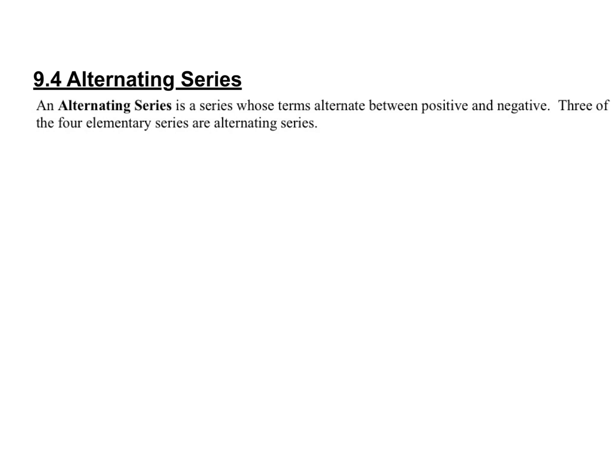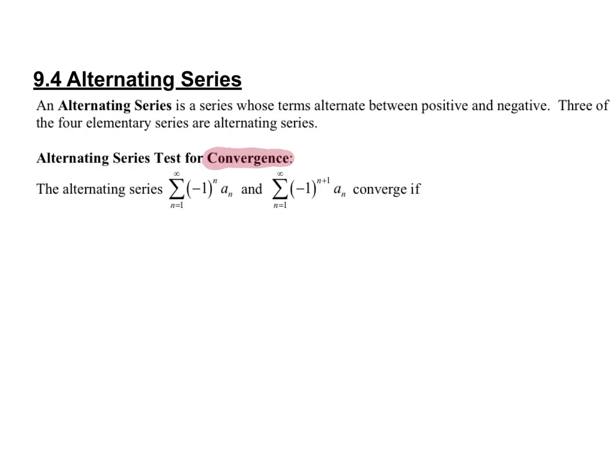And so we're going to have a new test. So far we have 2 tests. We have the geometric series test, which tests for convergence and also tests for divergence. We have the nth term test, which only tests for divergence. It does not test for convergence. Now we're going to have a new test, the alternating series test, and this is a test for convergence.